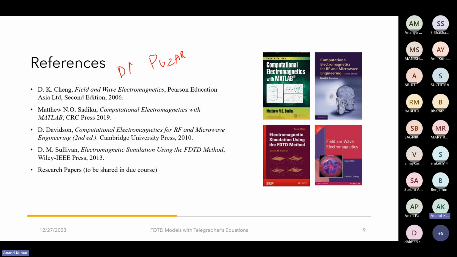Okay, D. M. Pozar. This particular class will be using D. M. Pozar. There could be alternative books you can look up, but yes. So D. M. Pozar and David K. Cheng, Field and Wave Electromagnetics, is another book which we'll refer to. Computational Electromagnetics with MATLAB by Matthew Sadiku. So some introduction from this. David B. Davidson is what we'll use in the next class.